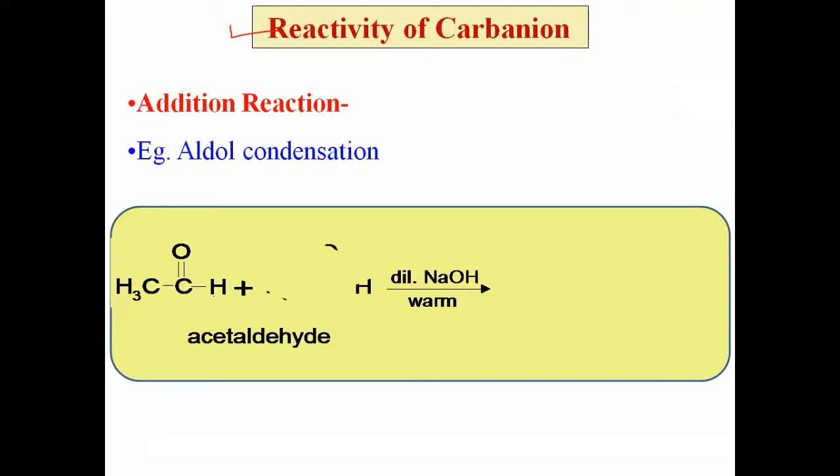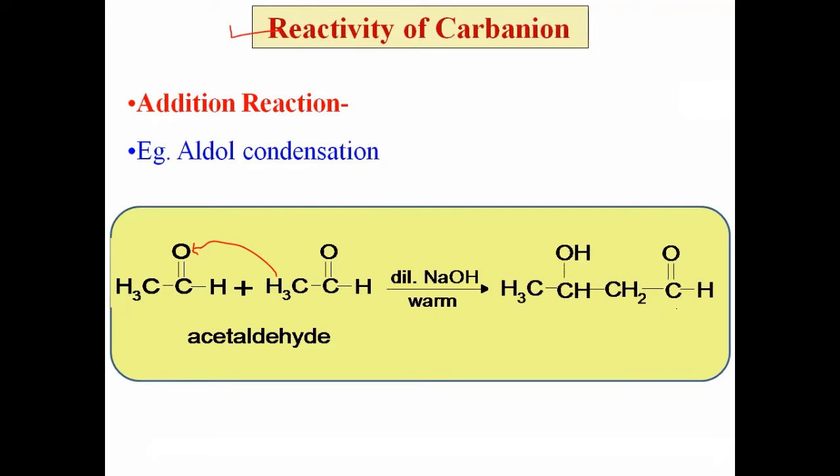Two molecules of acetaldehyde participate in the reaction. Here one molecule of aldehyde adds across the C=O group of another. One alpha hydrogen atom adds to oxygen, and the remaining part of the aldehyde adds to the carbonyl carbon, and we get the corresponding beta hydroxyaldehyde. The name of this compound is beta hydroxybutyraldehyde.